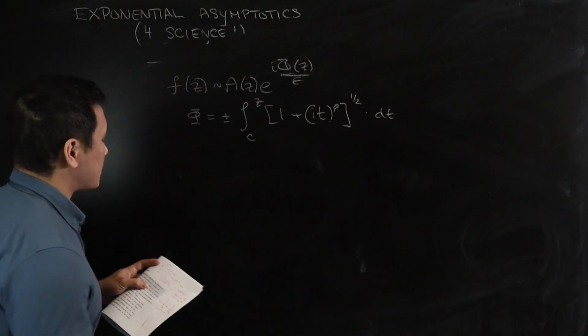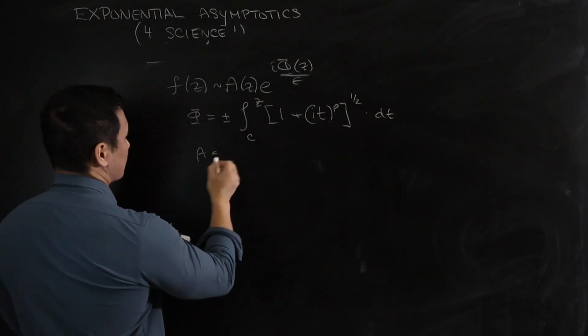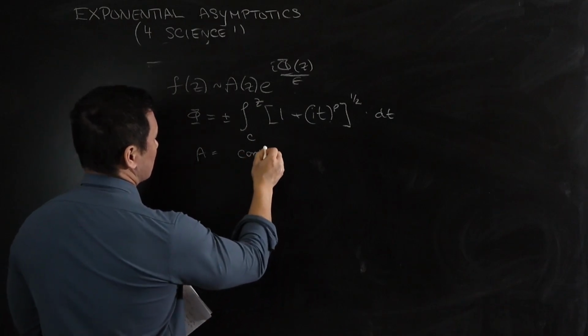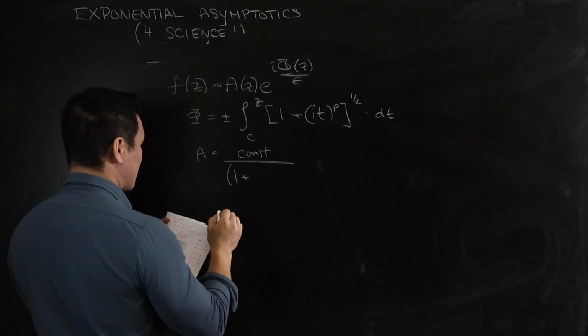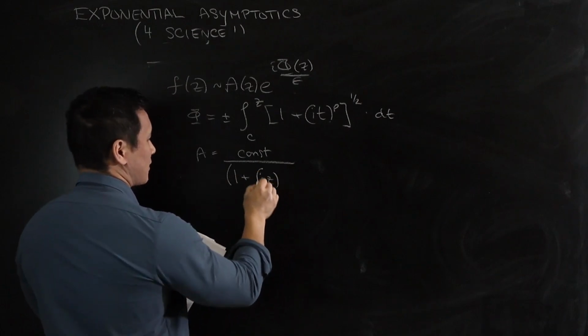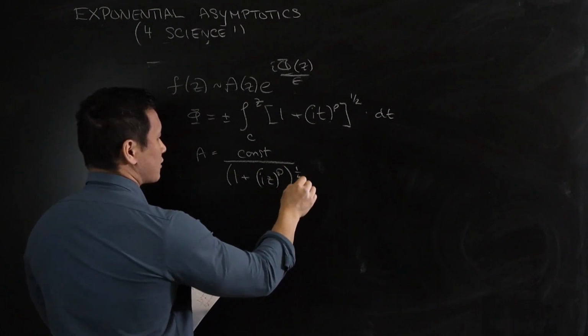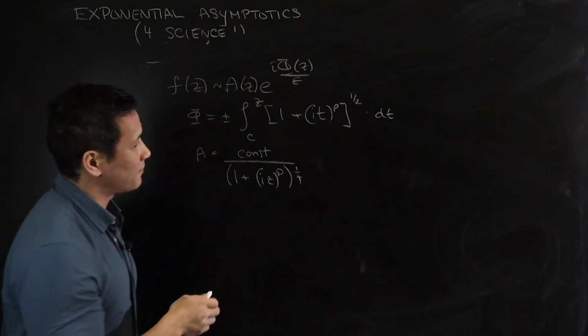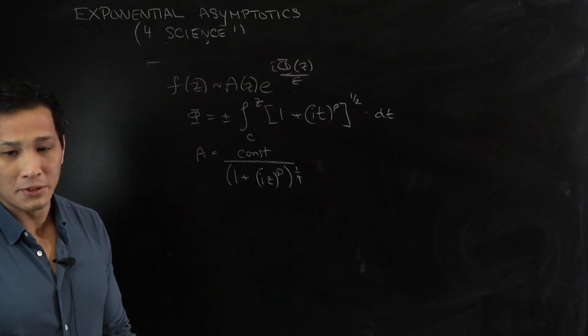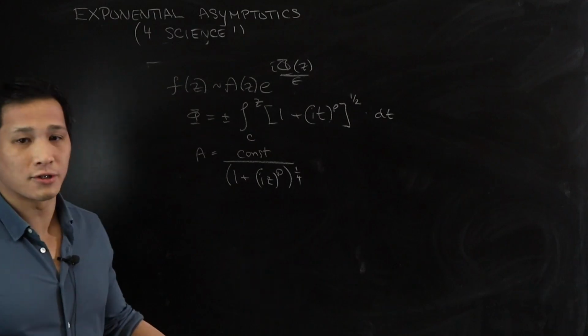And then I'm still going to have a is equal to some constant over, again, a function that is going to exhibit a singularity. This is iz to the p to the 1/4. So everything's exactly the same as the case where p is equal to 2. Okay. Well, what happens to your integration region?